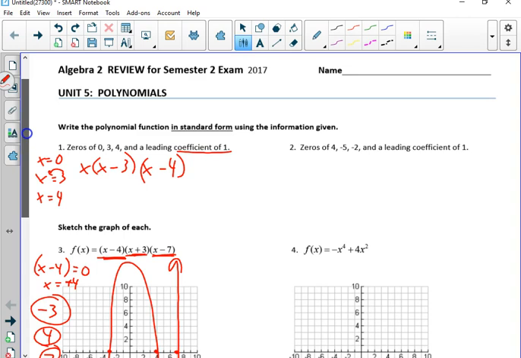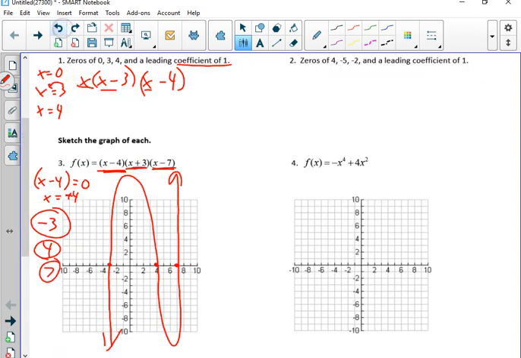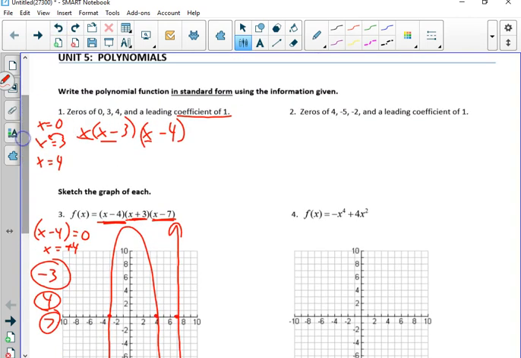And a lead coefficient of 1, well, if we take x times x times x, we're going to get 1x cubed. So that's the lead coefficient of 1. If it's a lead coefficient of 2, I'd put a 2 right there. But we don't have that. Now, last step is we have to put it in standard form, which means we need to multiply. So I'm going to FOIL first. First, outer, inner, last. I'm going to keep this x and get x squared minus 4x minus 3x plus 12.